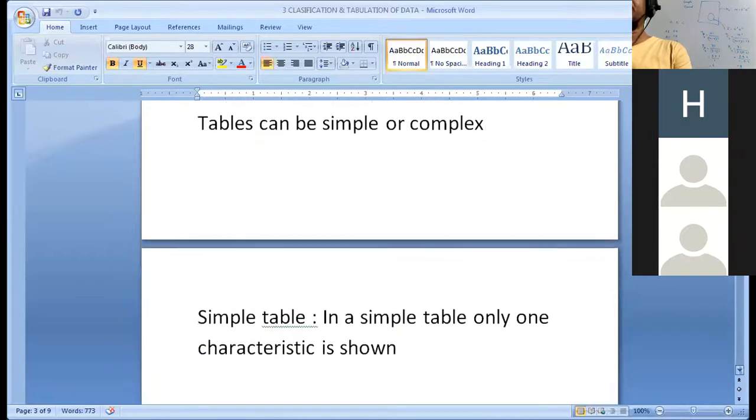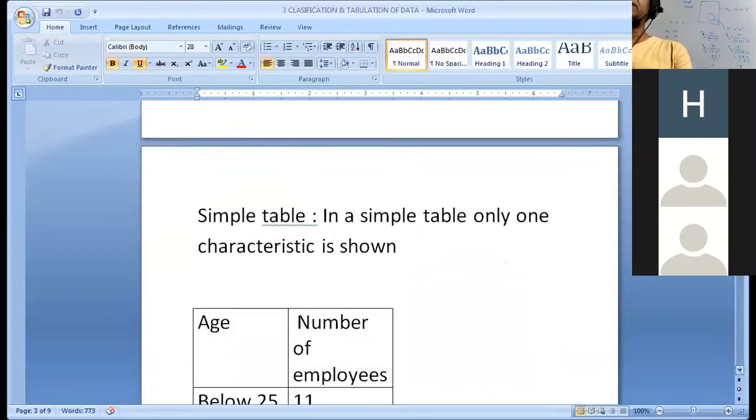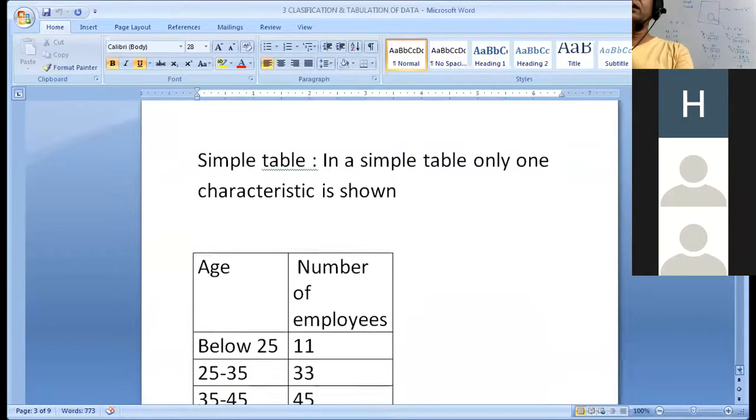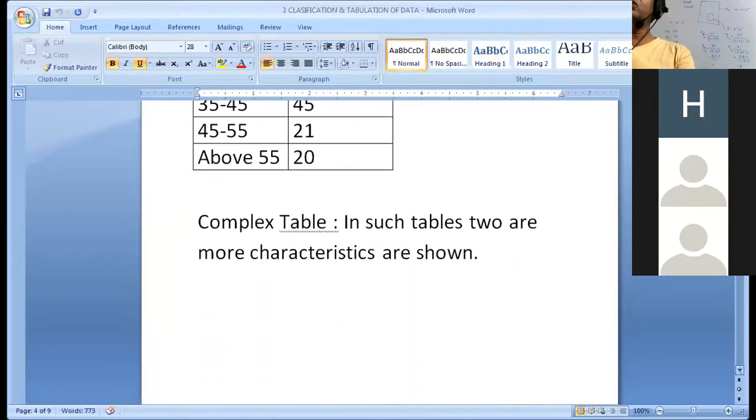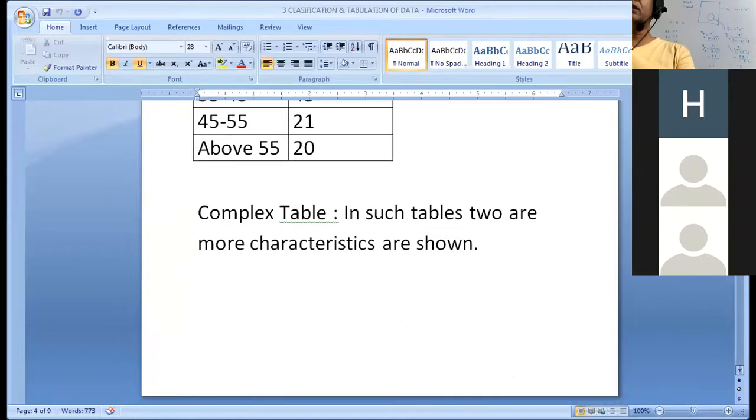A table can be simple or complex. In a simple table, only one characteristic is shown: age and number of employees. See below, this is a simple table. Below 25, there are 11 employees. 25 to 35, 33 employees. 35 to 45, 45 employees. So this is a simple table. In a complex table, two or more characteristics are shown.